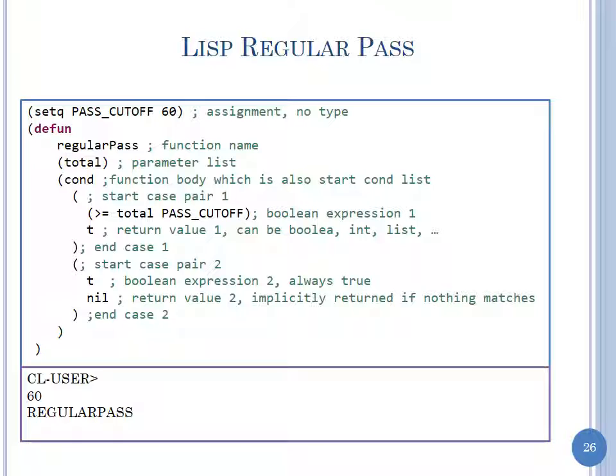So I've got two pairs, and I'm calling them pair 1 and pair 2. Each pair is a sublist within the cond list, and the sublist has two elements. The Boolean expression, again a sublist of that list, is saying greater than or equal to total pass cutoff. So if total is greater than or equal to pass cutoff, then return true. That's what we're getting from the first pair. And the second pair is saying, that's it, no more cases. If the previous cases did not succeed, and there's only one such case, return nil.